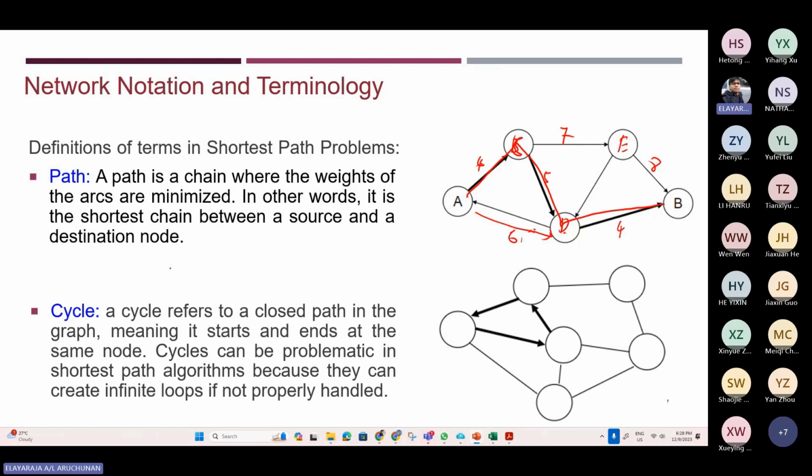Next, cycle. A cycle refers to a closed path in the graph, meaning it starts and ends at the same node. For example, say this is A, B, C. The cycle just moves from A to B, B to C, and then C to A. This is problematic for shortest path algorithms because it can create an infinite loop. So we do not really prefer cycles.